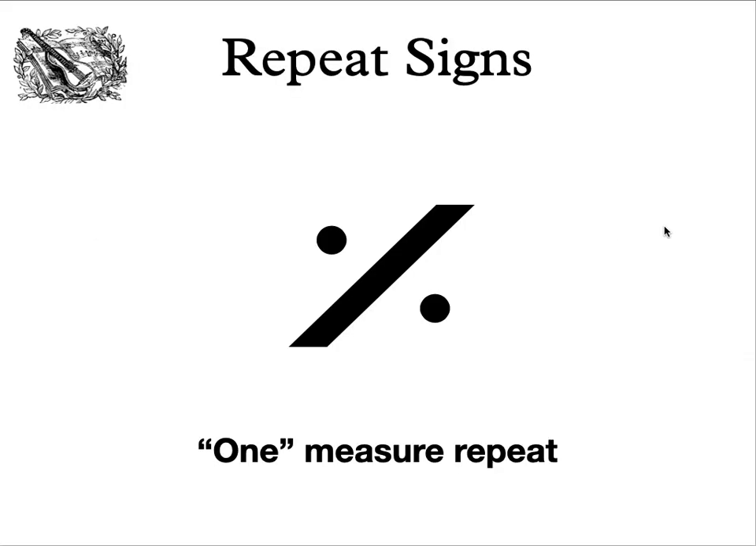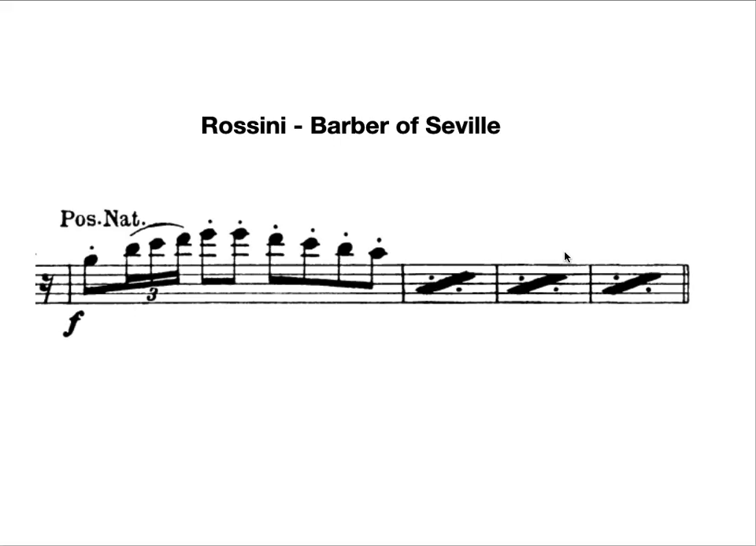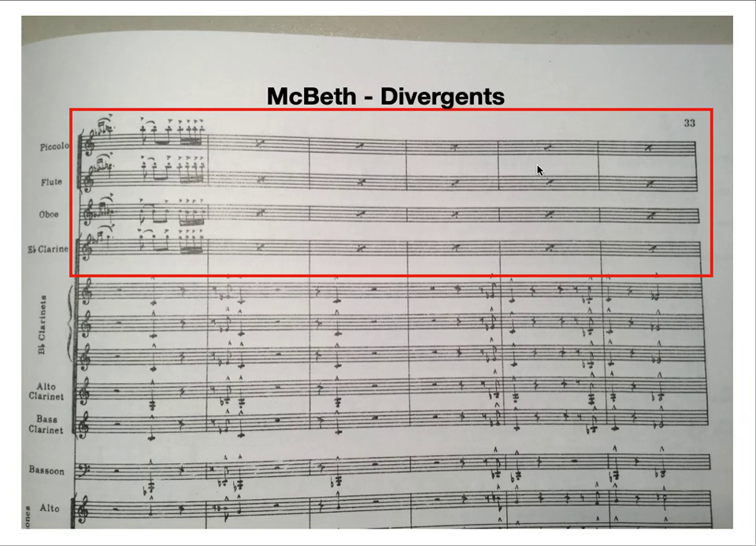The first symbol we're going to talk about is a one measure repeat sign. This is what Rossini used in his Barber of Seville. He wanted this figure to be played over and over and over again. So instead of rewriting the whole thing, they would just use these one measure repeat signs. In Macbeth's piece Divergence, he did the same thing. This rhythmic figure would be played here, here, here, here, and here. So he didn't have to keep writing it over and over again.